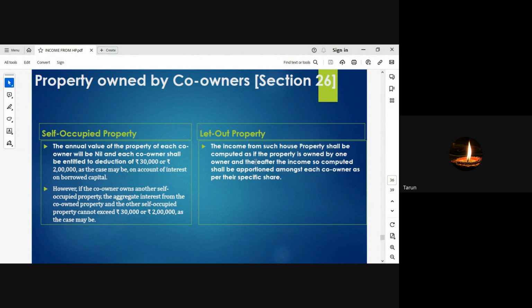Now, in the case of a let-out property, as I already told you, everything needs to be calculated. The income from such house property shall be calculated as if the property is owned by one owner, and thereafter the income so calculated shall be apportioned among each co-owner as per their specific share. If the question mentions the share of the co-owner, that share is to be considered and the income calculated accordingly.